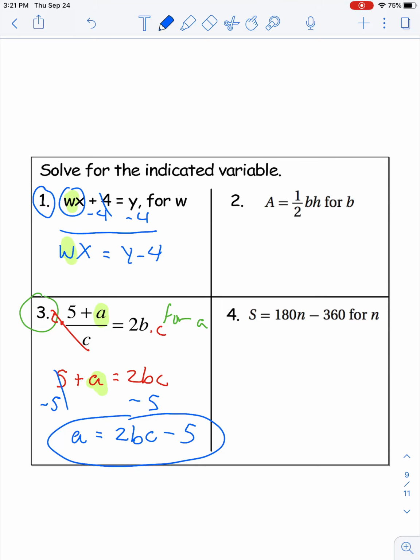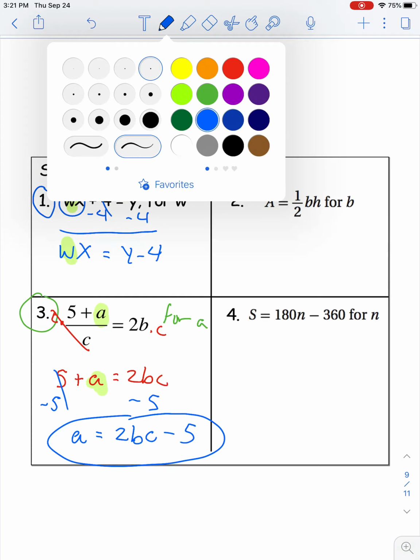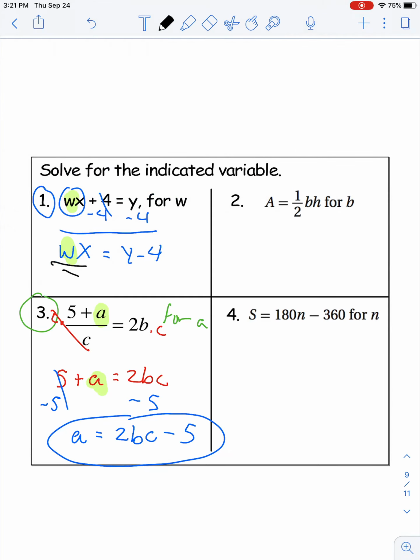Again, I'm solving for W, so I have to do the opposite of multiplying W and x, so I'm going to divide by x. Just like in the one we did earlier, we have to divide each of these pieces by the x. So then what's going to happen is we're going to get W is equal to y divided by x minus 4 divided by x. So you can see if you got that correct.